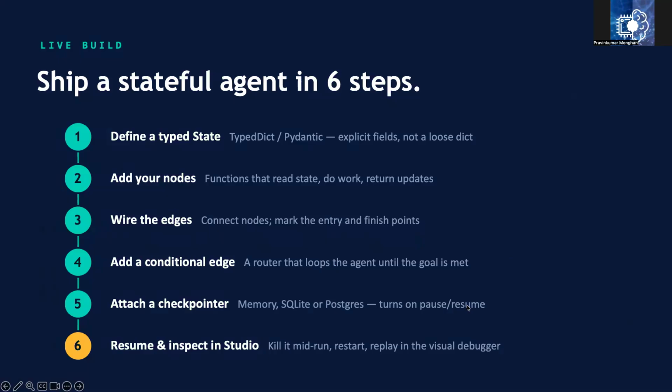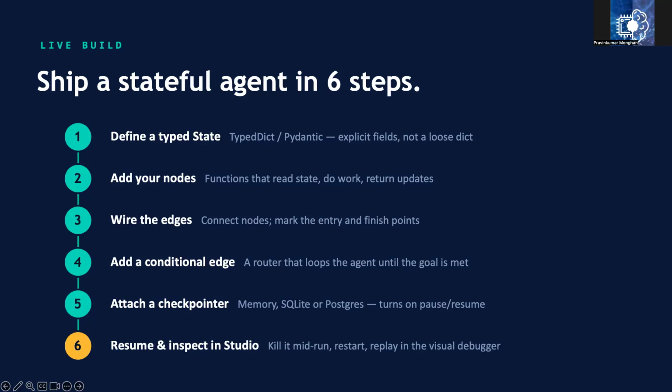Okay, all right. Theory is over. Let's build something. I'm going to show you how to go from zero to a production-ready stateful agent in 6 steps. Let's go. Define a typed state. First, we define what our agent knows, not a dictionary, a proper typed class. This gives us validation, IDE support, and clear contracts.